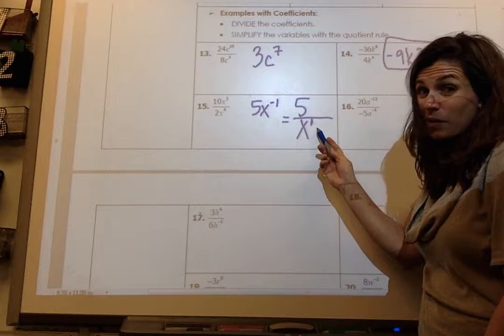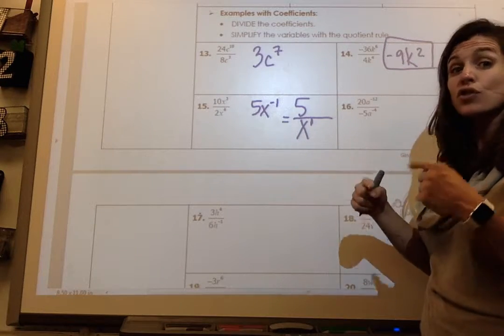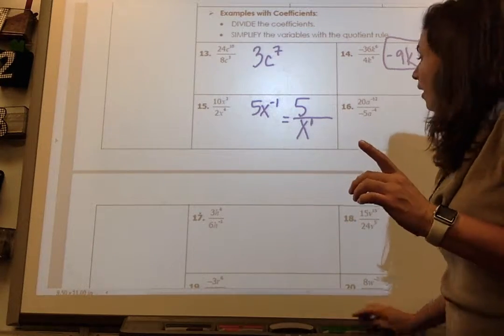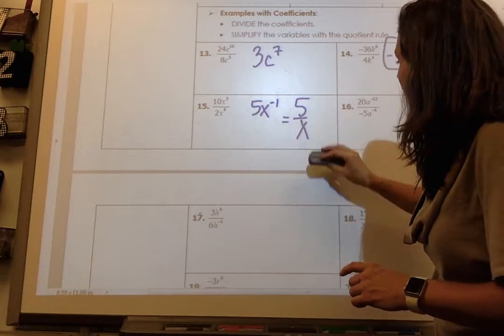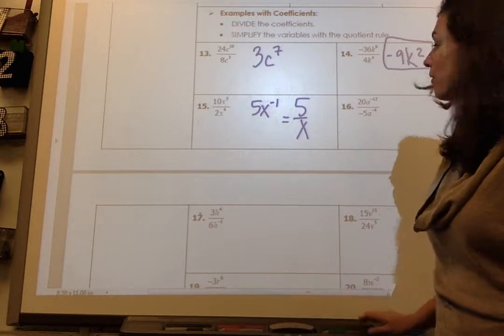Do I really need that exponent there, though? I don't. It's understood to be x to the first power. So I'm going to make it simple because that's what I do. And I'm just going to have x over 5.